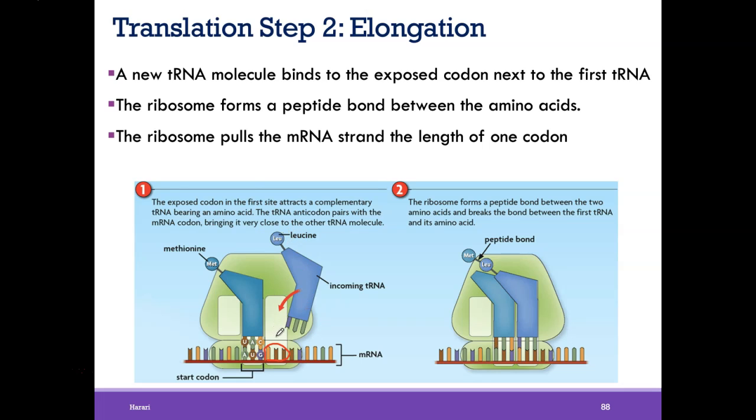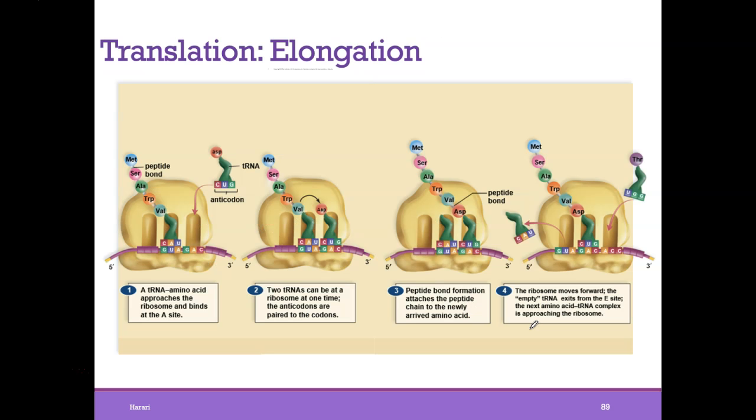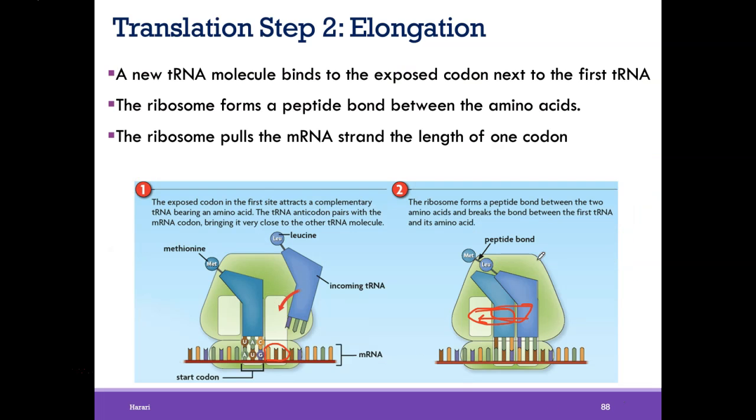Once that next tRNA comes in, the ribosome will form a peptide bond between the amino acids. The ribosome will then pull the mRNA strand the length of 1 codon. So what that means is this whole thing will be moved over to these 2 positions. So this part will be empty, and I'll show you that in the next animation I show you.